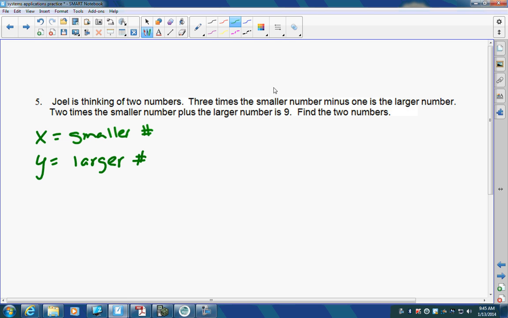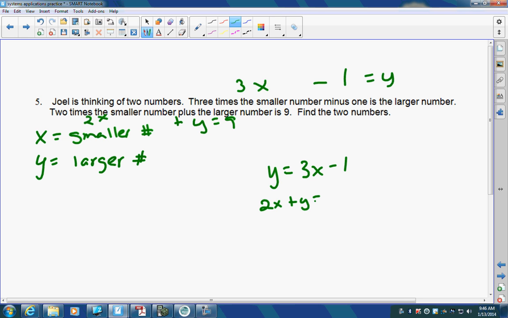It says 3 times the smaller. 3 times, my smaller is x. If you made it y, it would have been 3y. Minus 1 is the larger number. So I have y equals 3x minus 1. There's one of my equations. The next one says 2 times the smaller, 2 times x, plus the larger, y is 9. 2x plus y equals 9.